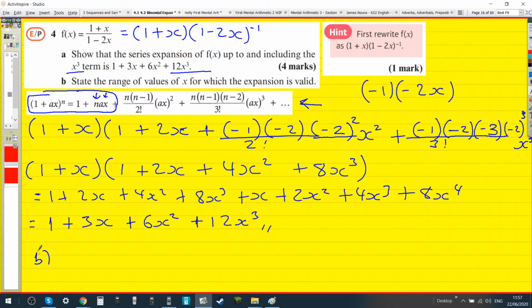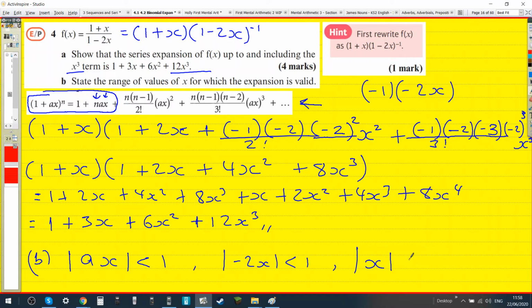Part B: state the range of values of x for which the expansion is valid. Is this where you do magnitude of x is smaller than? Do I need to do 2 to the power of minus 1? The magnitude of ax is less than 1. What is a? Minus 2. So the magnitude of 2x has to be less than 1, and we want the magnitude of x.